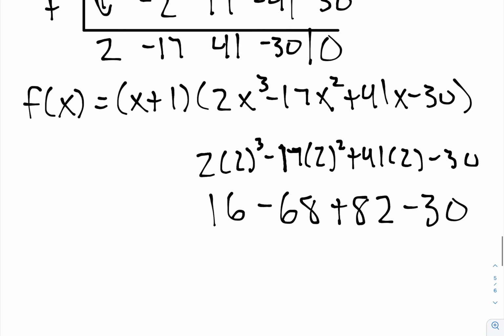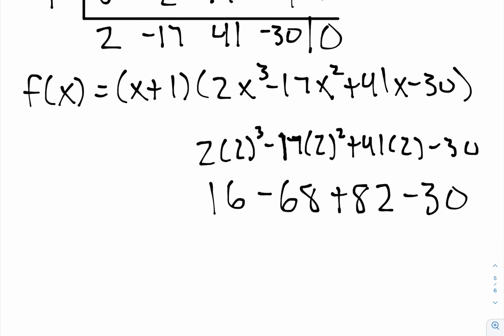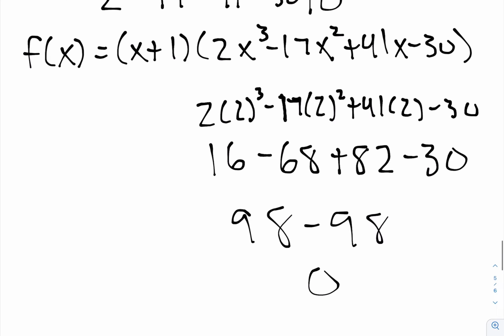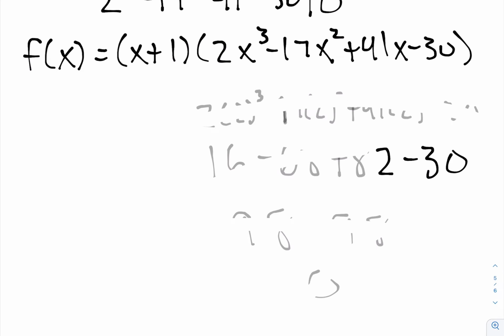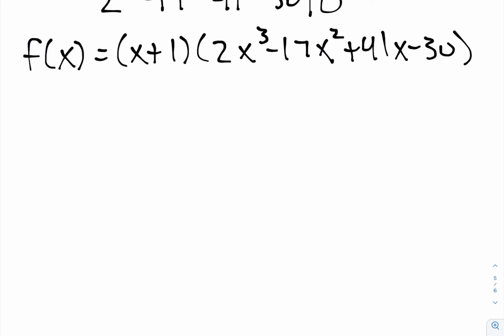Okay, I've got to do a bit of thinking here. I don't have a calculator with me. 16 plus 82 is 98. Then we've got negative 68 minus 30, which is negative 98. So we get 98 and negative 98, which is 0 if we combine them. So x equals 2 is a 0 of this function, and x minus 2 is indeed going to be a factor.